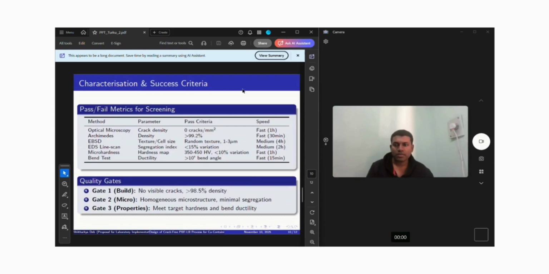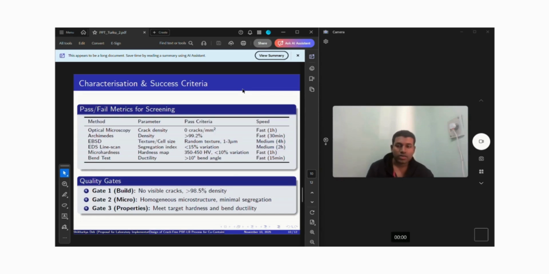Success criteria: for optical microscopy, the parameter will be the crack density, which has to be zero cracks per square millimeter. For the Archimedes principle, we need to check the density. For electron backscatter diffraction, we need to check the texture or the cell size. For the energy dispersive spectroscopy line scan, the parameter will be the segregation index, which has to be less than 15% variation. For the microhardness, the parameter will be the hardness map, and for the bend test, it will be the ductility, which has to be greater than 10 degrees for the bend angle.